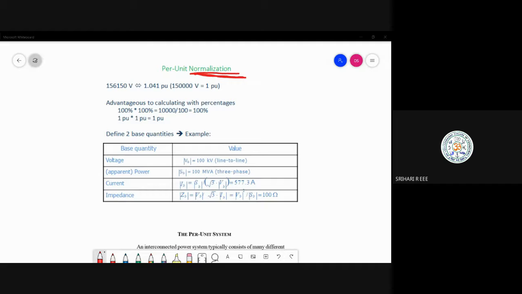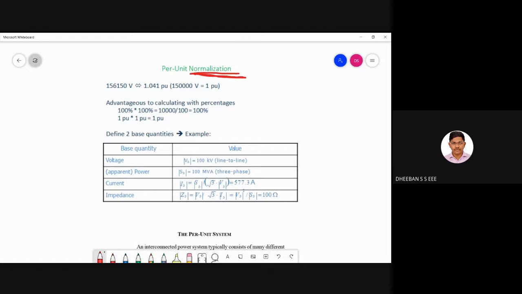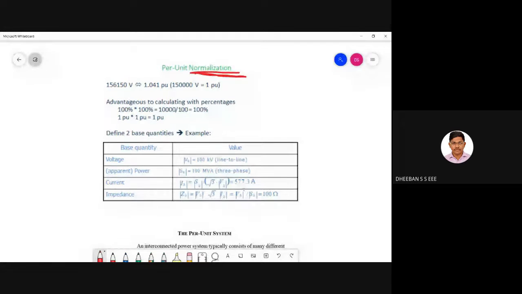Per unit means fixing one value as a standard value and calculating the parameter with respect to that value. For example, percentages are examples of per unit. Yes, you have given a correct answer. The thing is that we are normalizing. As he said, we have to take a certain value as a reference.